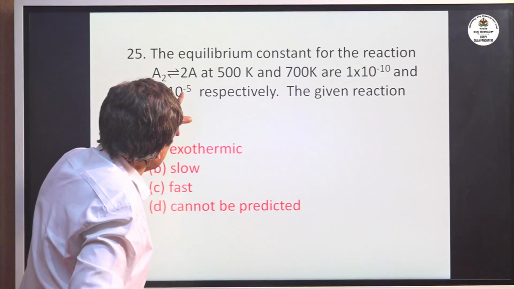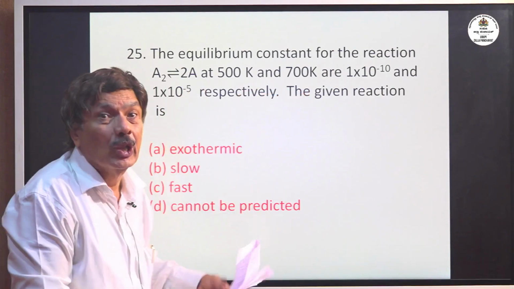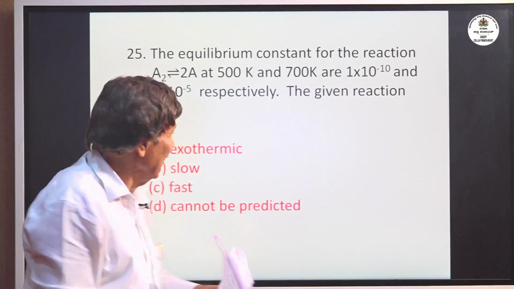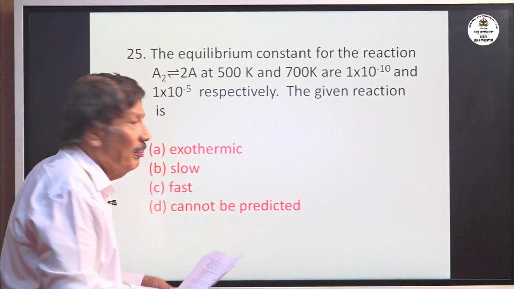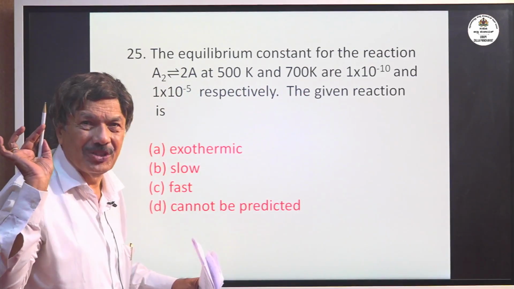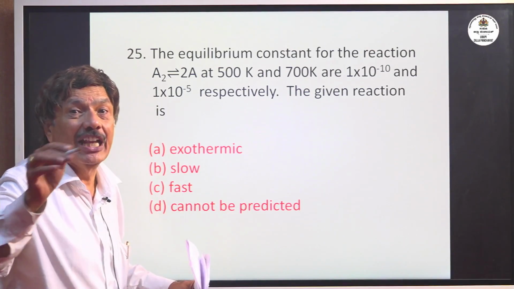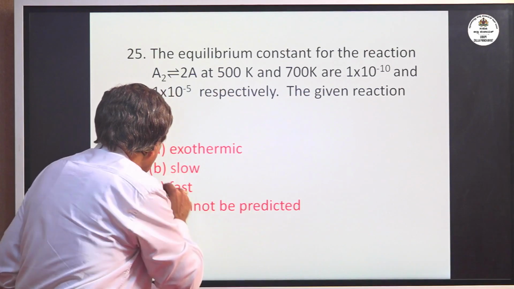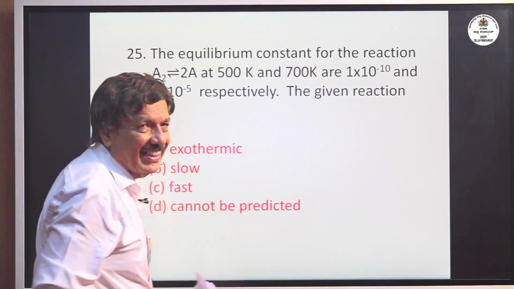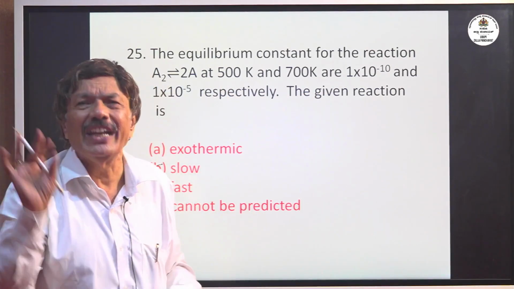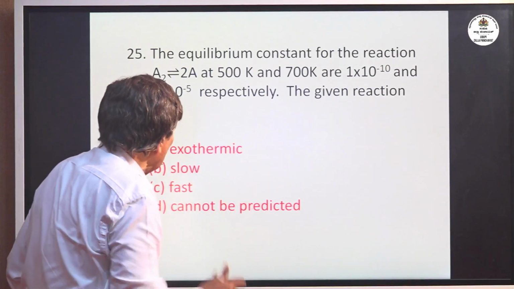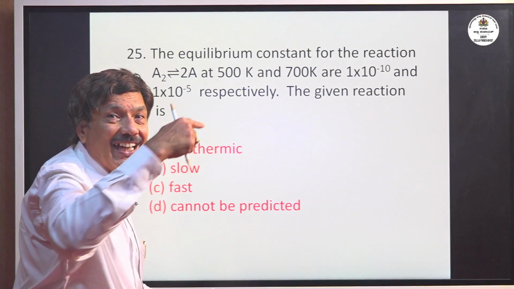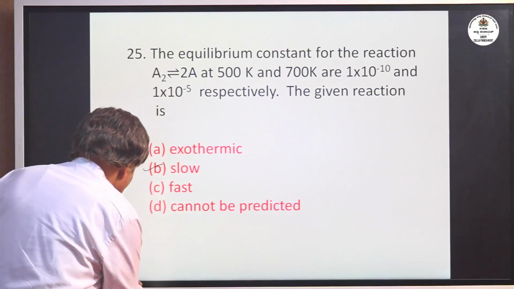But the total value of equilibrium constant is very low, 10 to the power minus 5, 10 to the power minus 10. So it is not exothermic, but the reaction is slow. That much we can make out, because the very value of equilibrium constant is very low. So option B is the right answer. So it is a slow reaction, but not exothermic. If it were exothermic, the new equilibrium constant would have been lower than the first equilibrium constant. Right.